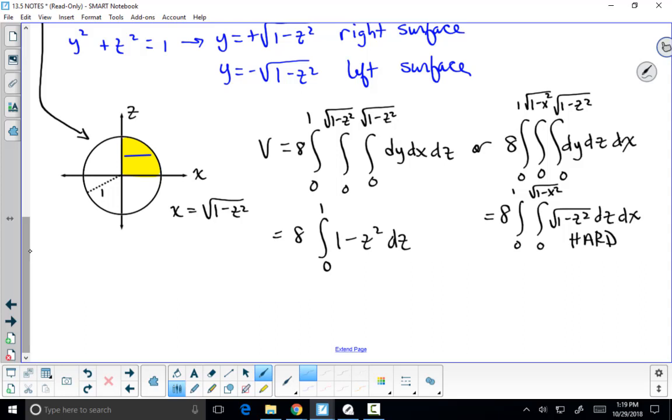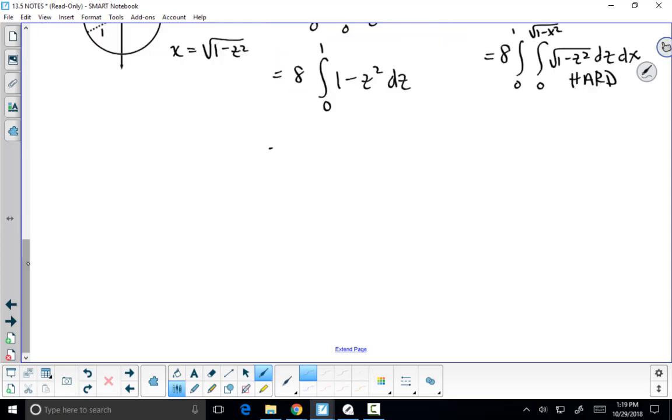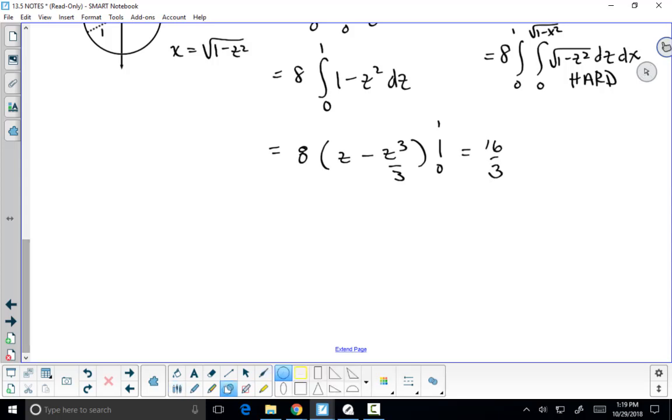This one, though, this one's piece of cake. This one, we integrate. We have 8 out in front. We get z minus z cubed over 3, 0 to 1. So we end up with 16 thirds. So that way is a lot easier than the other way.